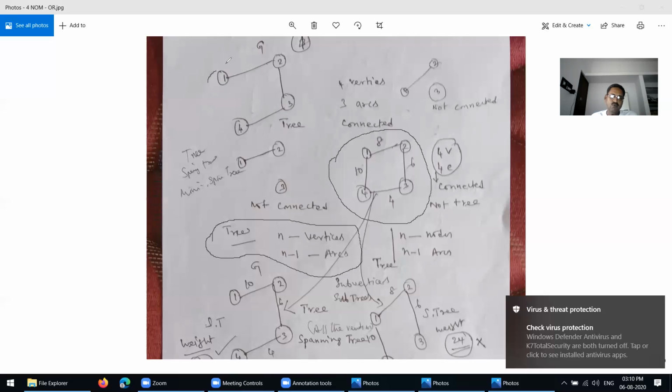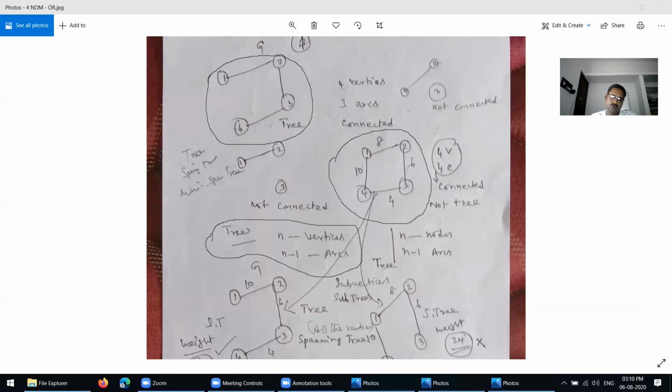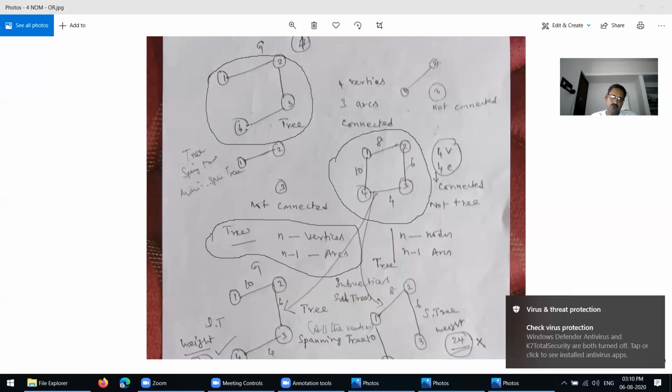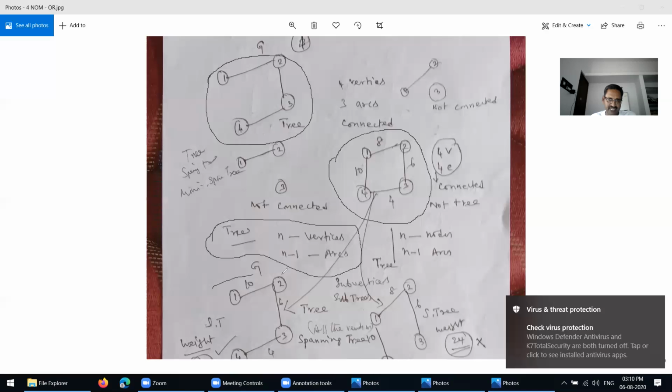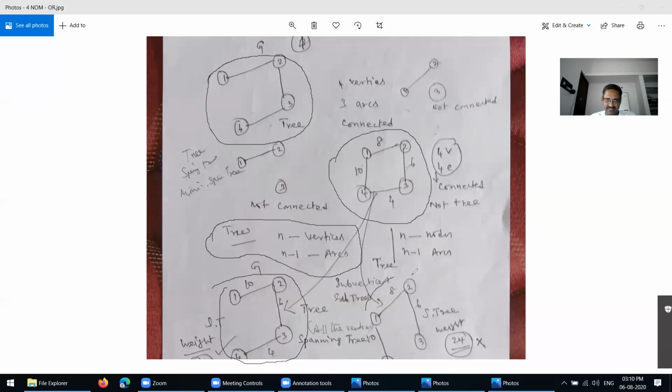For example, see here: 1 goes to 2, 2 goes to 3, 3 goes to 4. How many vertices do we have? 1, 2, 3, 4. So it is a tree, it is one subset. Another one also, see here, this one is another subset. You understand now? This also is another subset, 1, 2, 3, 4.